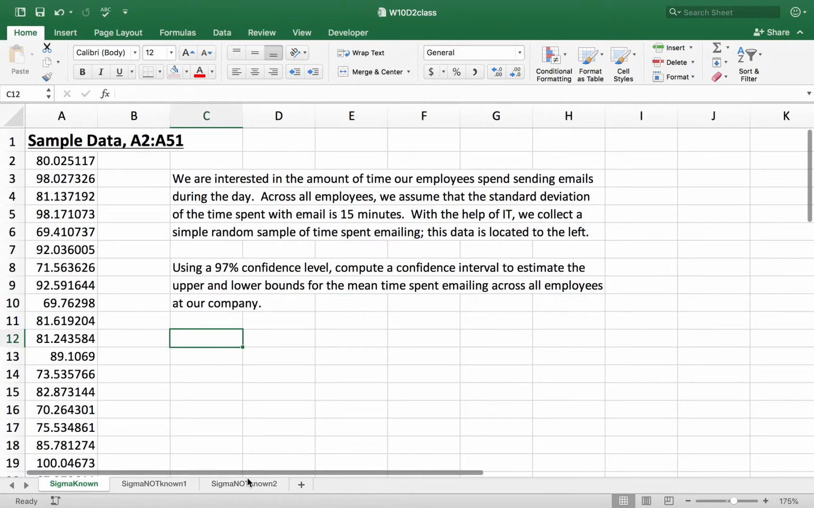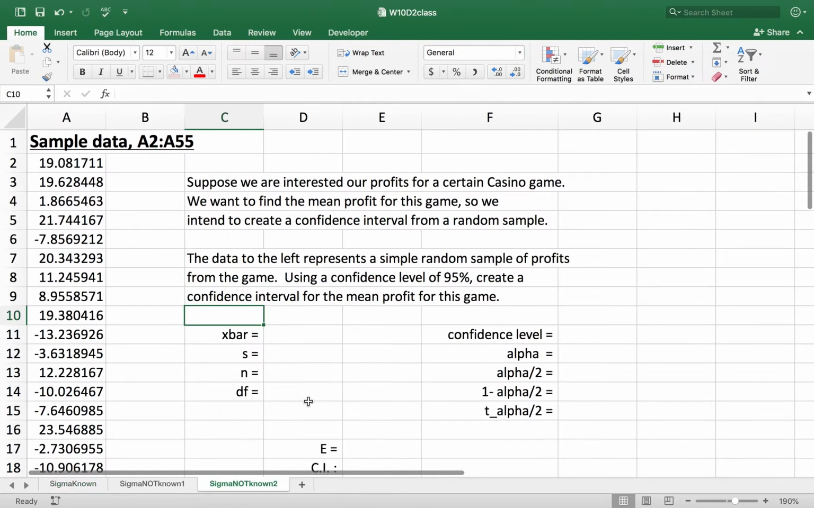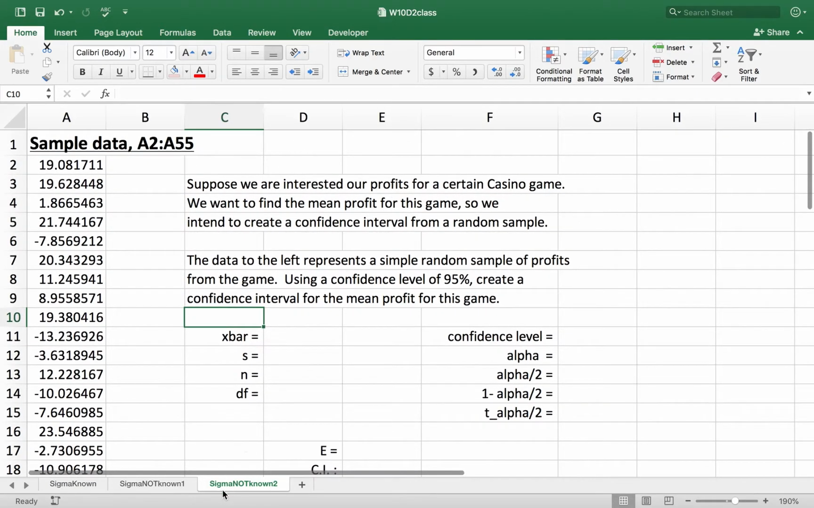All right, here's our second example for the day. W10, we're looking at sigma not known, number 2, the W10 D2 slides. Here's our sample data. In this case, unlike with our previous example where the information was provided in a paragraph, this is a pairing of both the sample data as well as a description of the problem. So again, let's just go line by line.